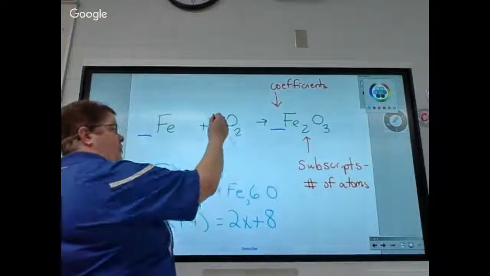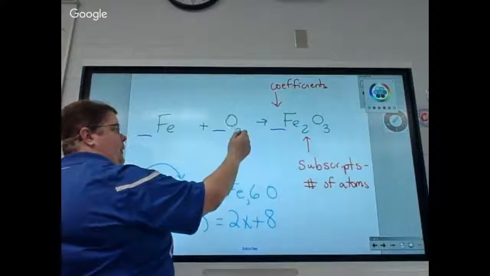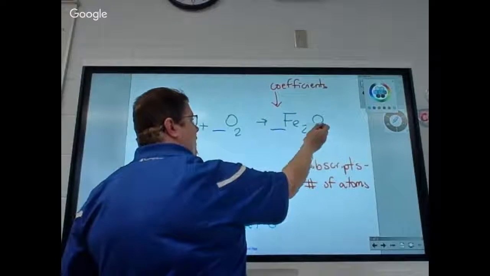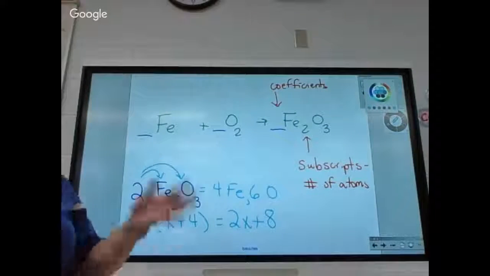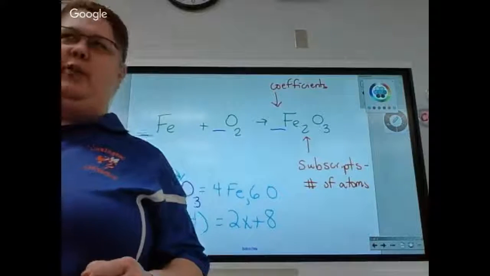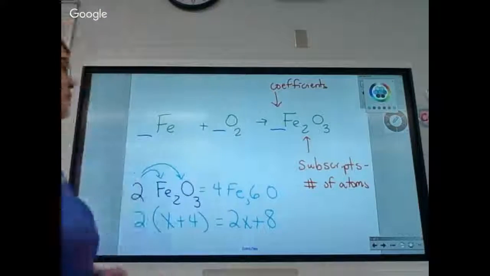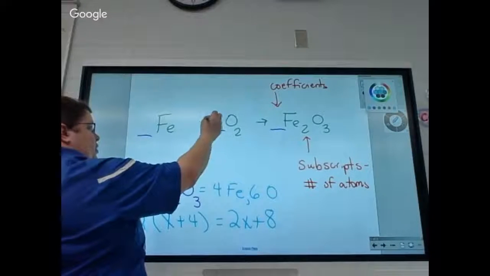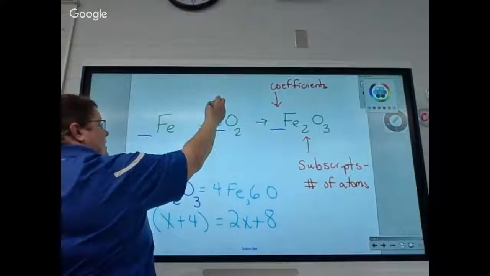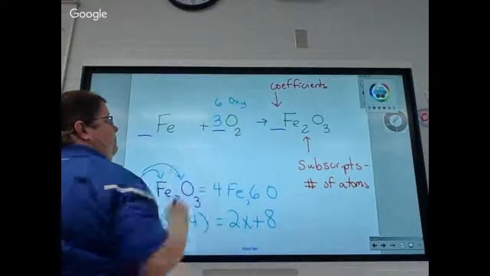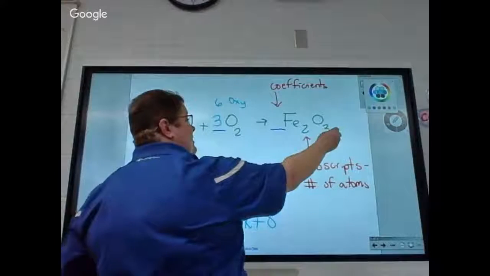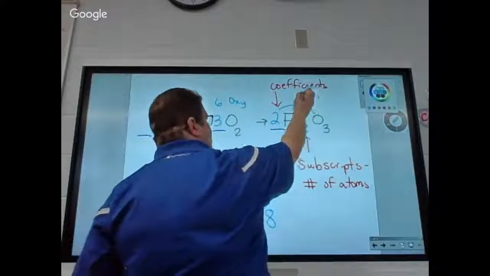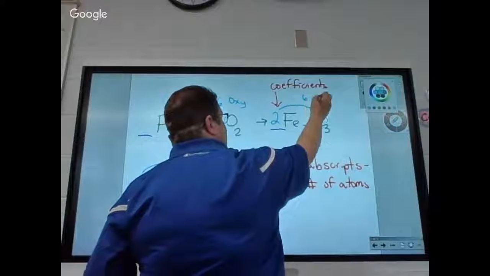Can we all agree that there's no number I can put here that will multiply by 2 to give me 3? There's no number I can put here to multiply by 3 to give me 2. So what number do 2 and 3 have in common that I might be able to use? 6. So how can I get 6 O's right here? Times 3. So 3 times 2 makes 6 oxygen, right? So how can I get 6 oxygen here? Add a 2. 2 times 3 makes 6 oxygen.